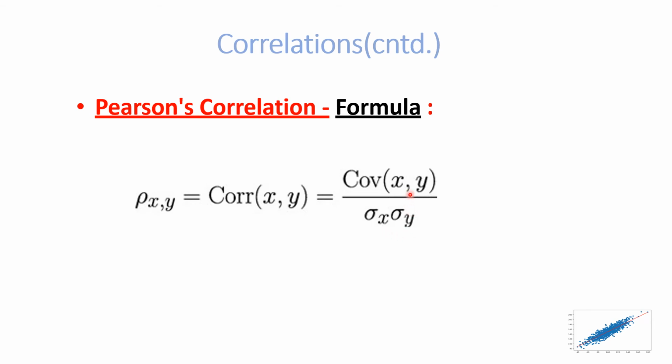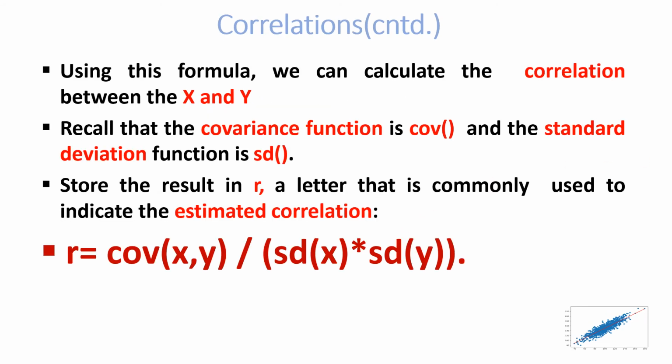That is covariance of xy divided by sigma x into sigma y. Sigma x is termed as standard deviation of x and sigma y is termed as standard deviation of y. Using this formula, we can calculate the correlation between x and y. Recall that in R, for the covariance we can use the COV function, and for finding the standard deviation we have a function called SD.